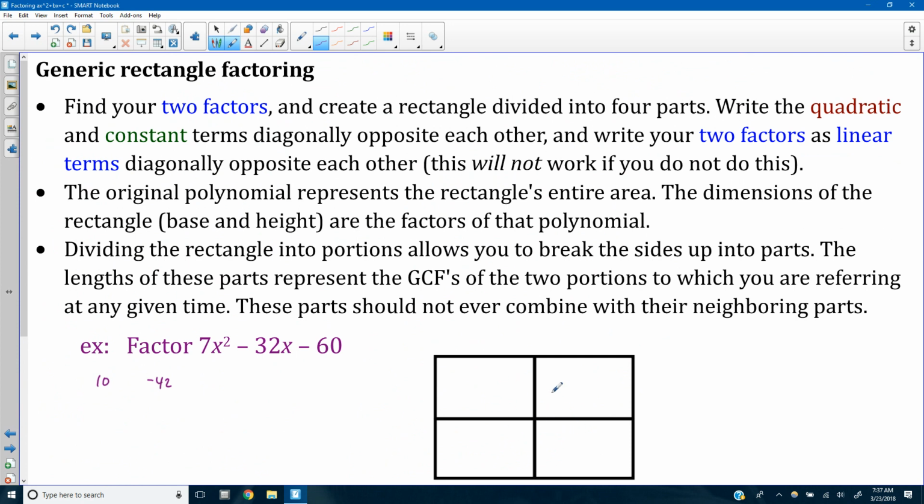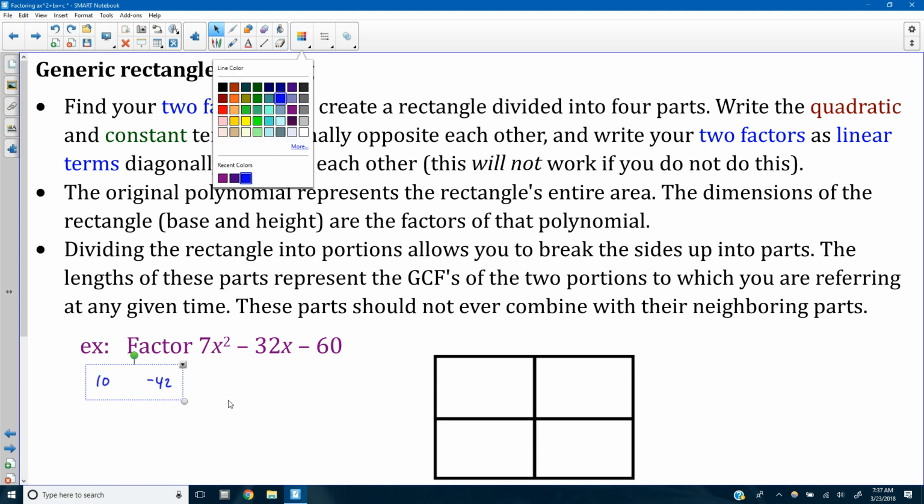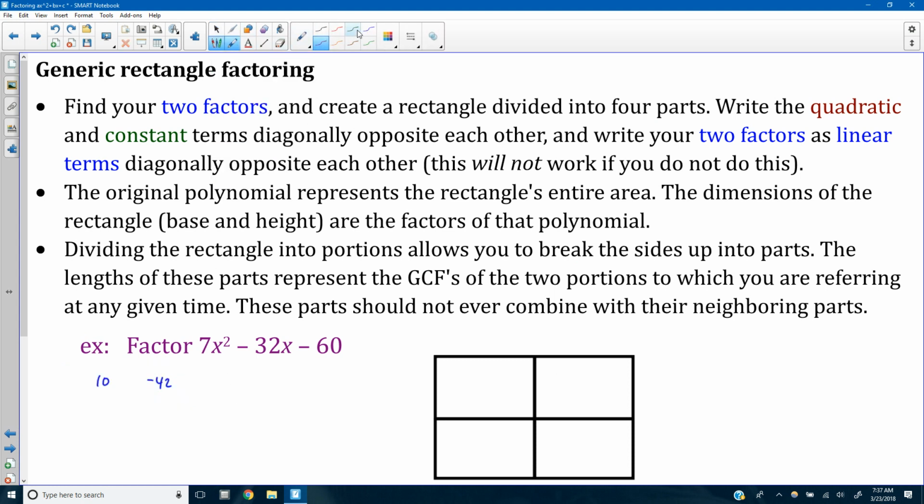You see that? We're going to write the quadratic and constant terms diagonally opposite each other, and our two factors will be written as linear terms diagonally opposite each other. This will not work if you do not do this. If you do not write this in that exact way, diagonally opposite each other, this will not work.